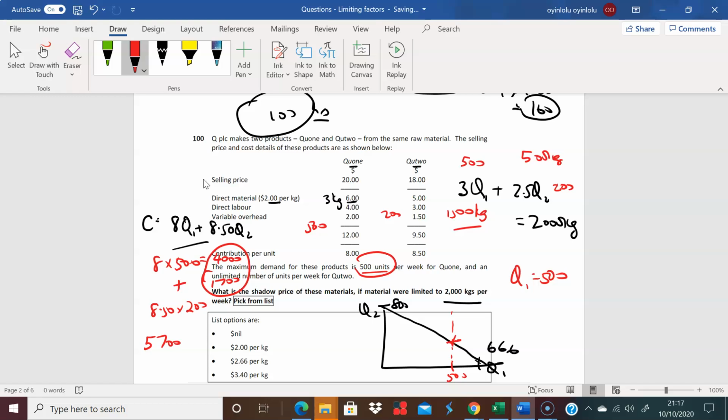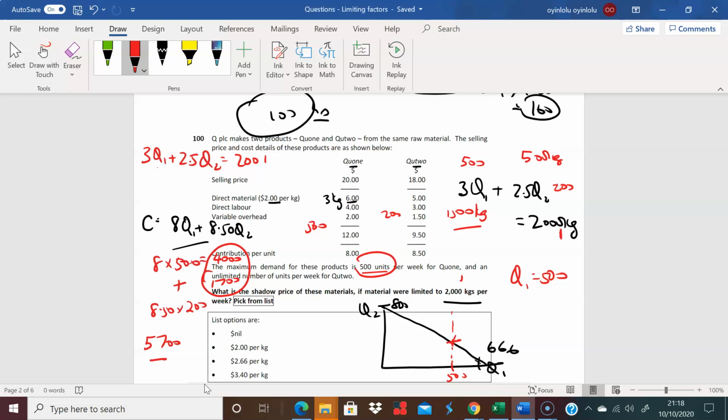Now, this question is asking about shadow pricing. So ultimately, what we're saying is, shadow pricing says if you get an additional unit or additional kilogram, because that's the material, what would the additional contribution be? I've just found out what the contribution is right now. So I'm going to give another kilogram. So that will now be 2,001. So my equation is now 3Q1 plus 2.5Q2 is equal to 2,001. That's my new equation. And as everything was, I'm still making 500 of Q1.